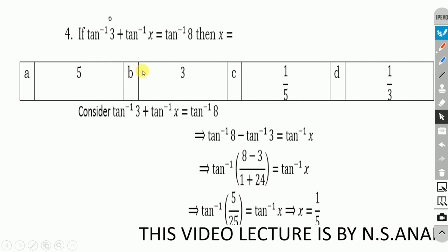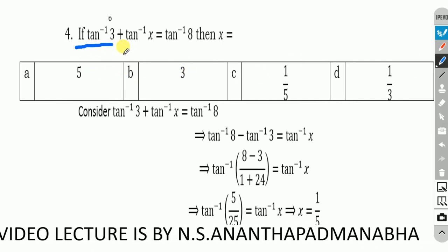If tan inverse of 3 plus tan inverse x is equal to tan inverse of 8, then x is equal to, so that is we have to find the value of x satisfying this inverse trigonometric equation. So tan inverse 3 plus tan inverse x equals tan inverse 8 is given. So let us consider this. Now take this tan inverse 3 to the left hand side, you will get tan inverse 8 minus tan inverse 3 equals tan inverse x.